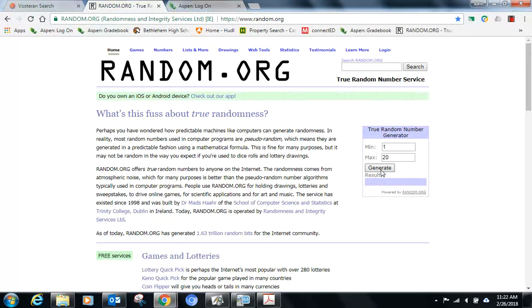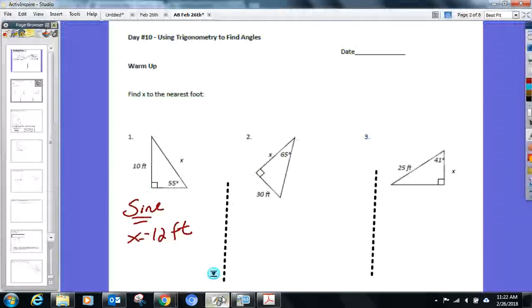What ratio did we use? Number 4? Tangent ratio, yep. And we ended up with x equals 13. What'd you get? 13.14 feet. There you go. No issues.